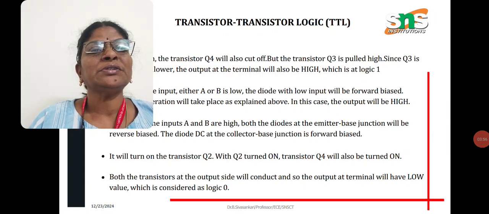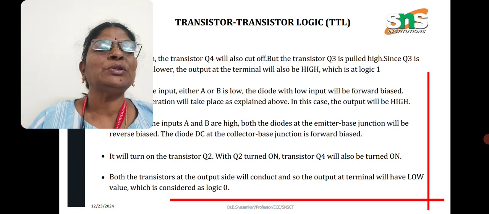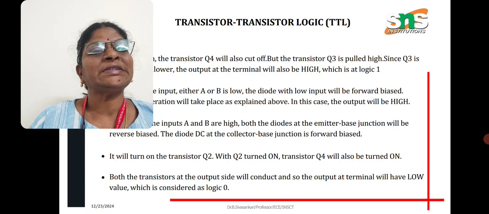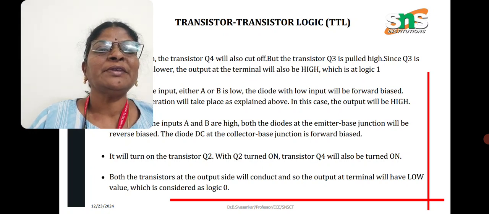So if either input A or B is low, the diode with low input will be forward biased. So the operation will take place as explained above. In this case, the output will be high.